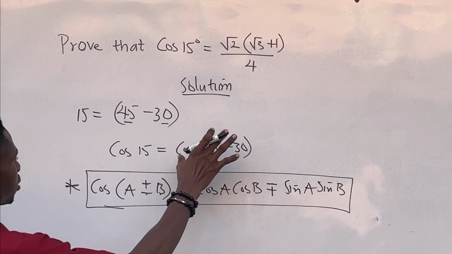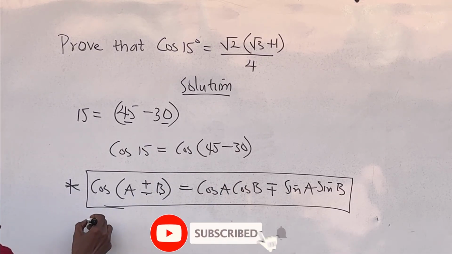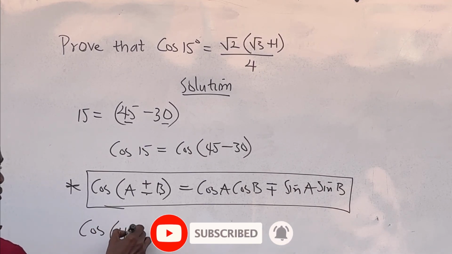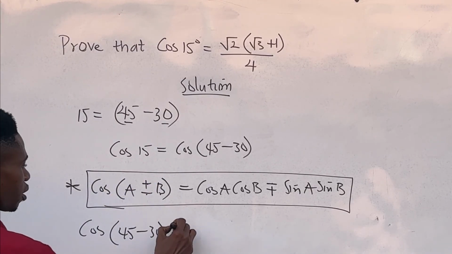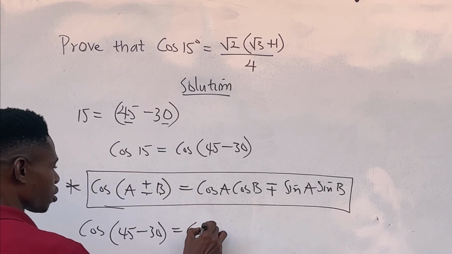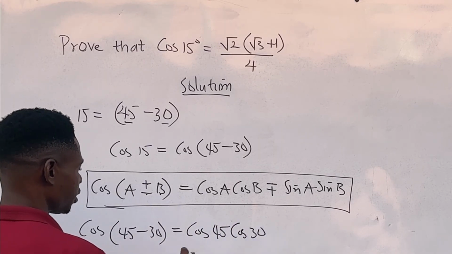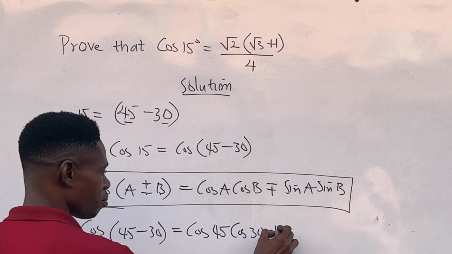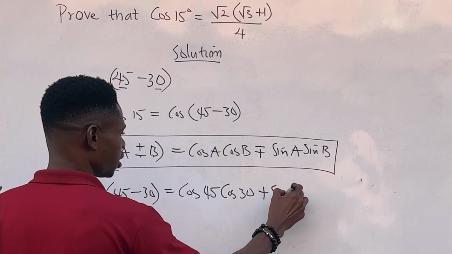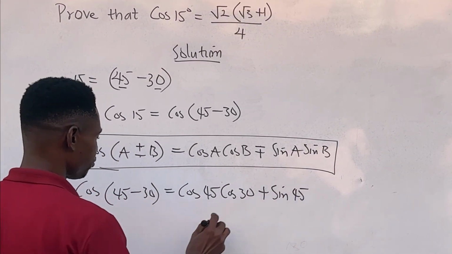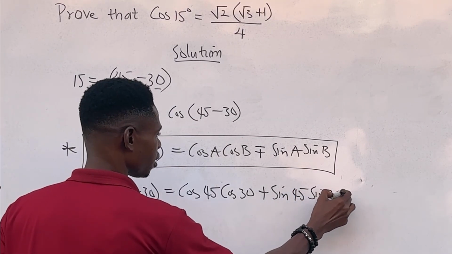So in this case, our A is 45 and our B is 30. So cos 45 minus 30, which is our 15, will give us cos A, that's cos 45, cos 30. Remember, for minus, we're going to go with plus based on the identity we have here. So we'll have plus sine A, that's sine 45, sine 30.